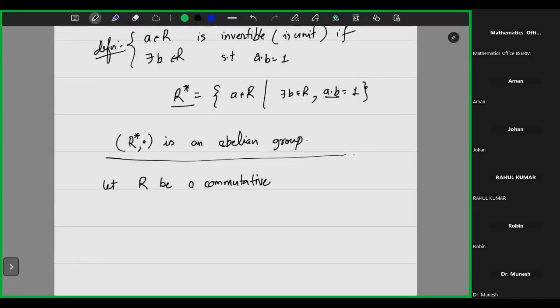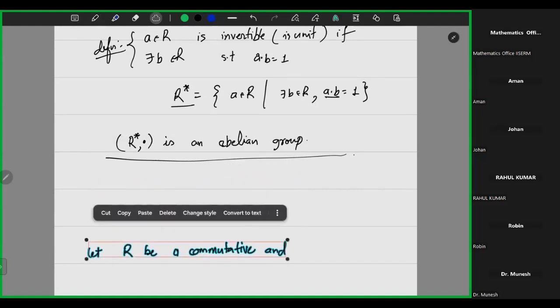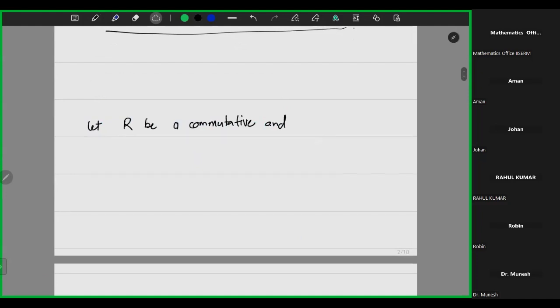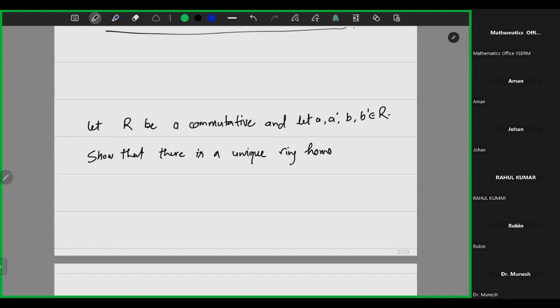Let R be a commutative ring, and let A prime, B prime belong to R. Okay, these are elements of R, so that there exists a unique ring homomorphism. Ring homomorphism, I hope you know the definition.